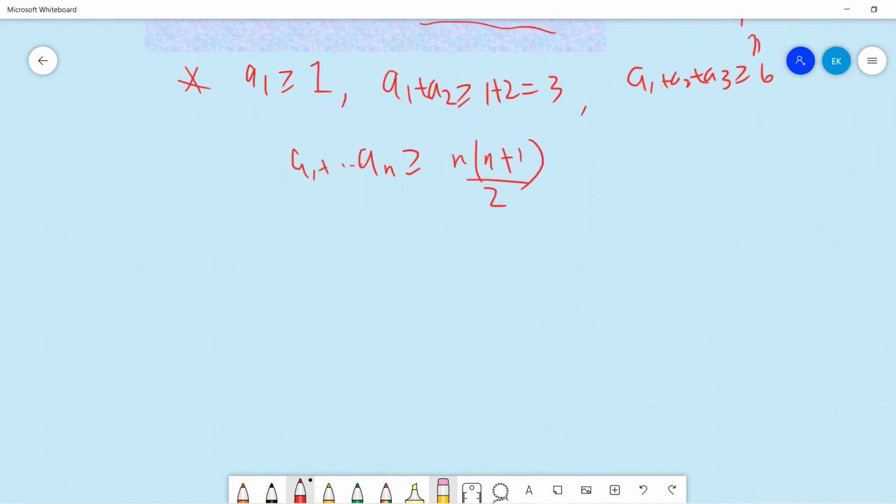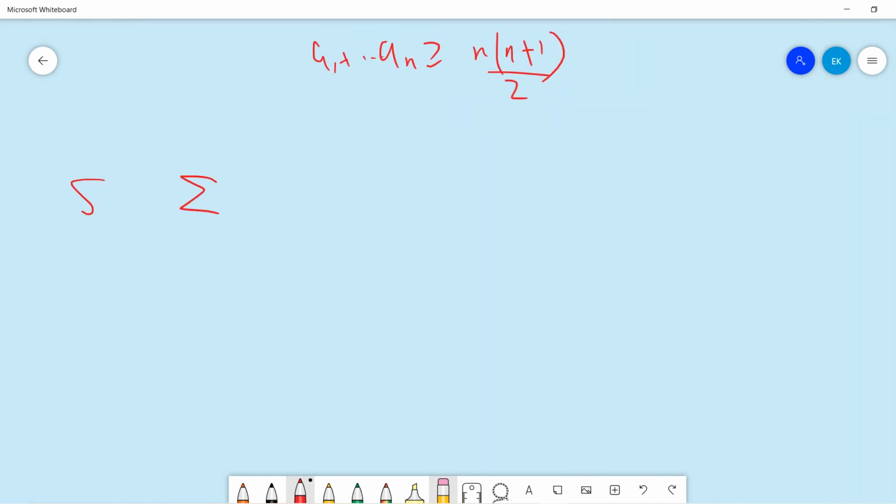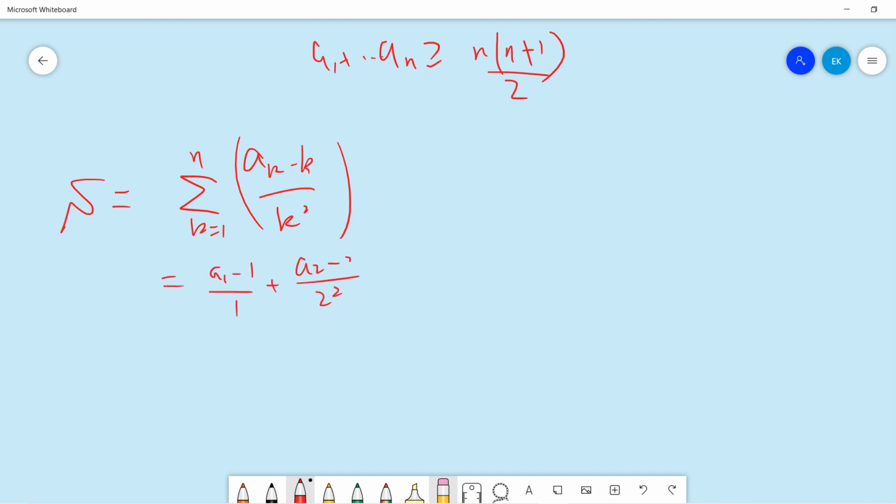Okay, so let's see the idea. Let's say S is the sum of a_k over k squared minus 1 over k, k from 1 to n. Our idea is to show S is greater than or equal to 0. Let's do it step by step. This sum is just (a1 minus 1) divided by 1, plus (a2 minus 2) divided by 2 squared, up to (an minus n) divided by n squared. Let's maybe focus on the first two terms to get a feeling.